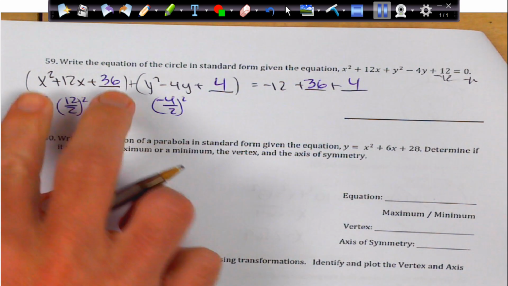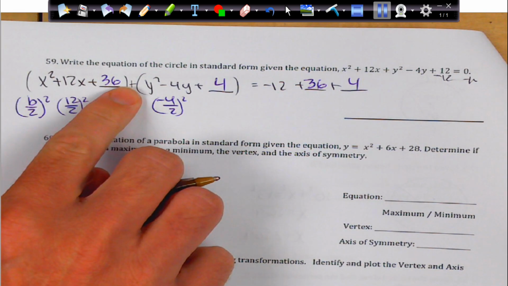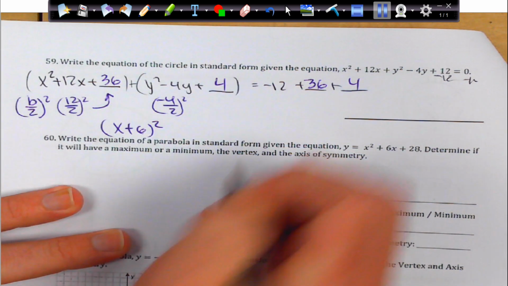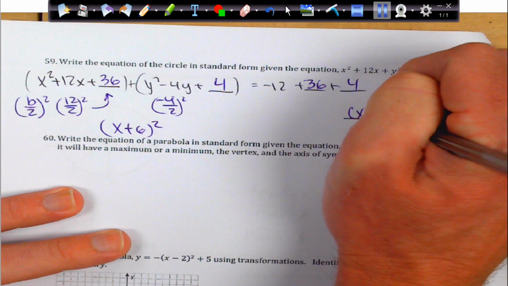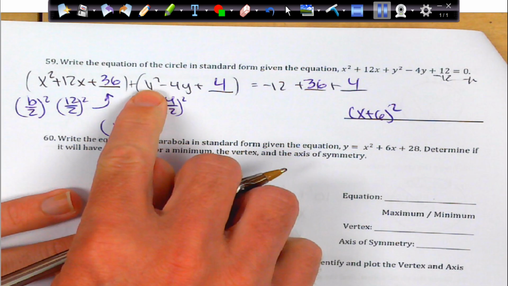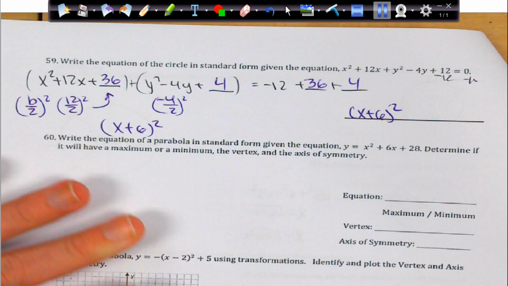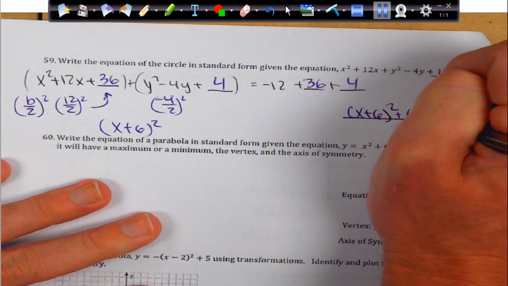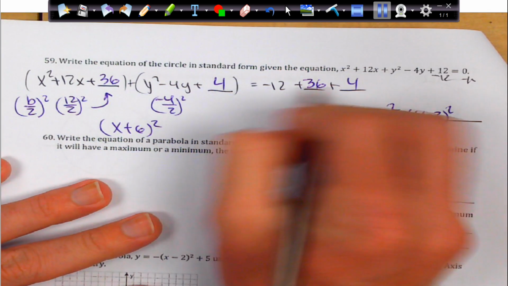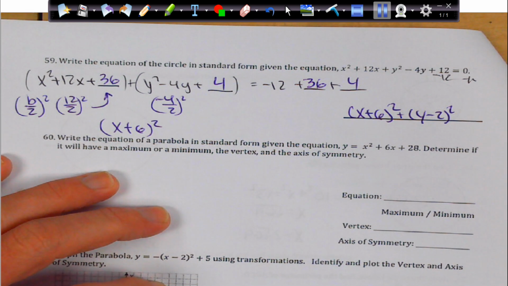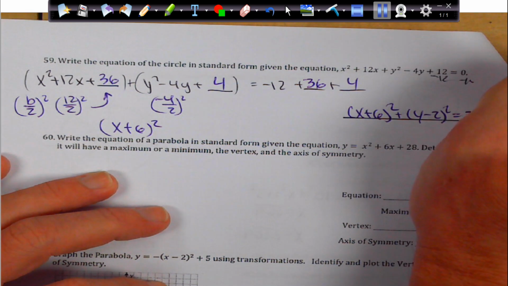And so we're going to factor this. What multiplies to 36 adds to 12? That would be 6 and 6. So x plus 6 squared. I guess I could write that over here. That's our final answer. And then this right here is going to be what multiplies to 4 adds to negative 4. That's going to be negative 2 and negative 2. And then all of this added together is going to be basically 40 minus 12 is what it looks like. 28. All right.